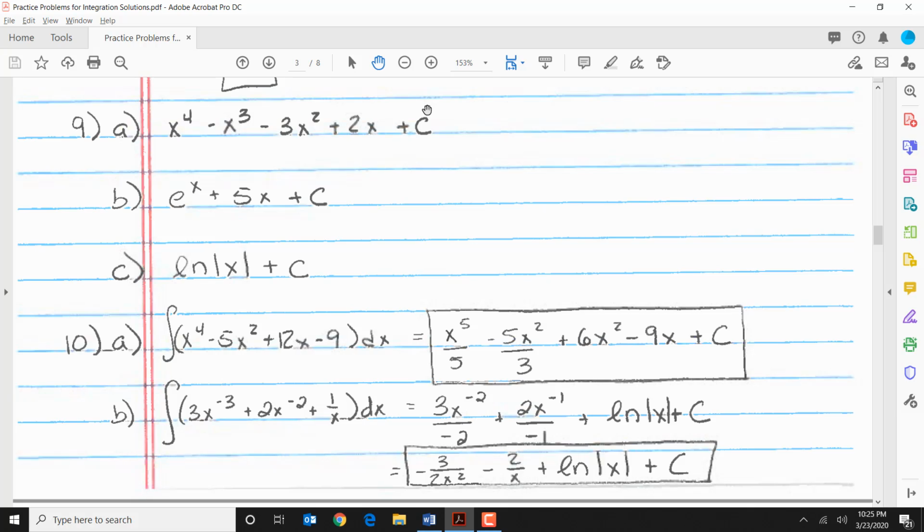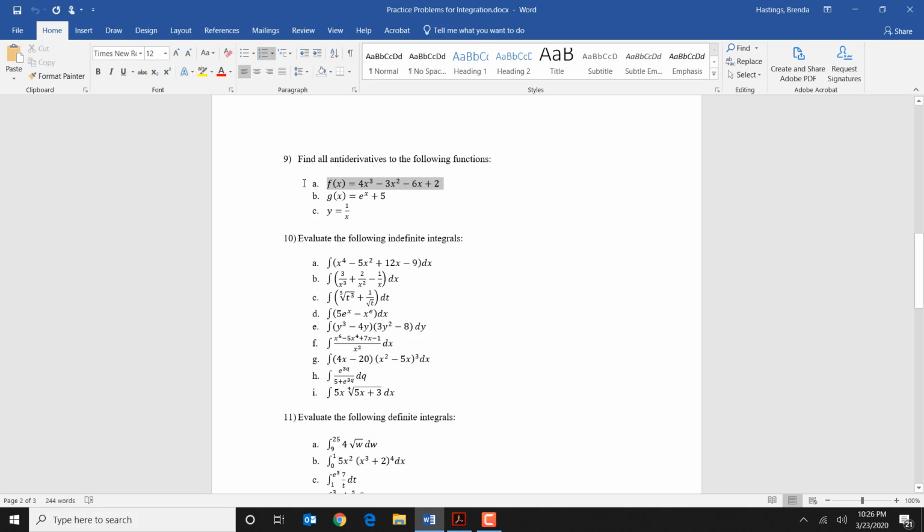You can always check that your antiderivative is correct by taking its derivative. If you take the derivative of x to the fourth minus x cubed minus 3x squared plus 2x plus c, you do in fact get 4x cubed minus 3x squared minus 6x plus 2.